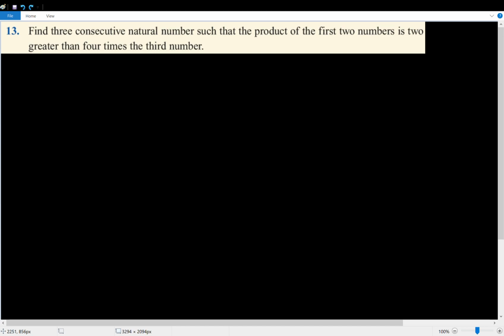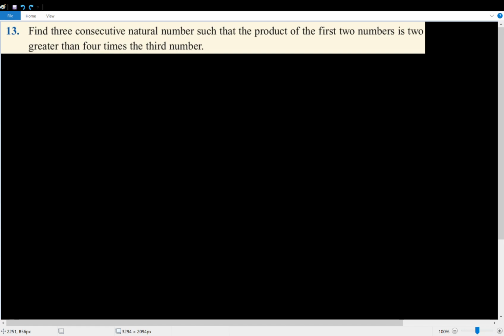This is question 13 from exercise 35.3 in Project Maths 1. We're asked to find three consecutive natural numbers such that the product of the first two numbers is 2 greater than 4 times the third number. And that's a lot to take in, so let's just start this nice and easy.